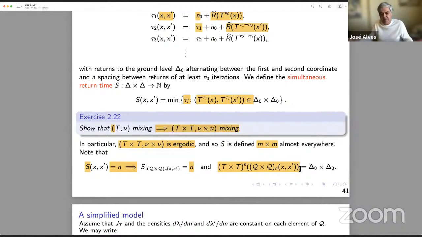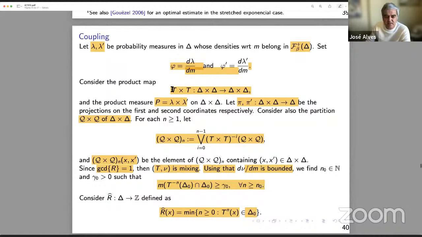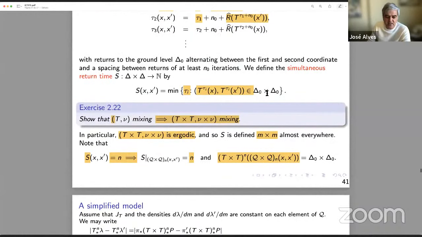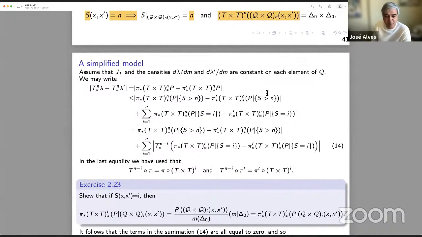Let us see now. So we have introduced this new dynamical system, the product dynamical system, T times T. And we have introduced certain special times, which are the simultaneous returns to the base. So what comes next is where the big complication appears.